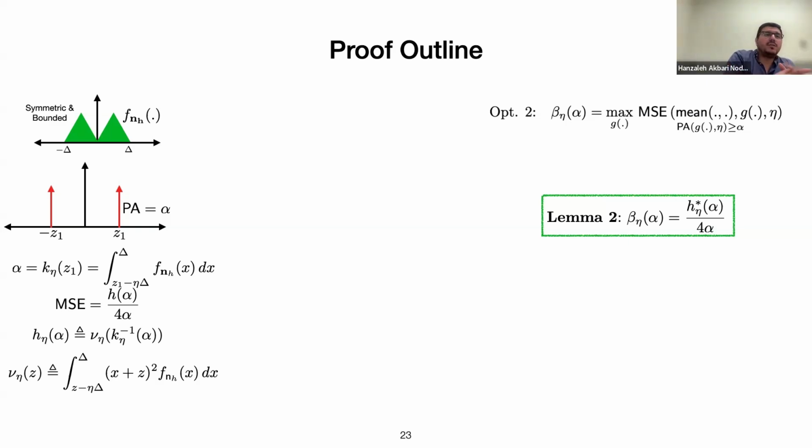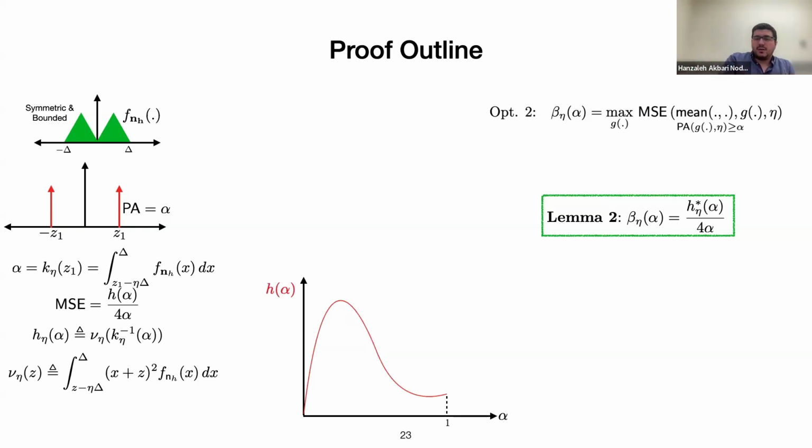And the other two equations are related to the definition of h of alpha, which you can see here. And again, all that matters here is the noise distribution, the probability density function of the honest node, which is public. Everybody knows that. For example, it may be uniform, it may be triangular or whatever. Now let's assume that this is the curve of h of alpha.